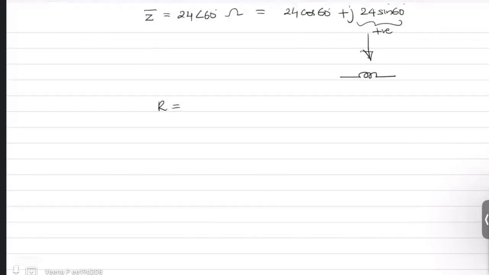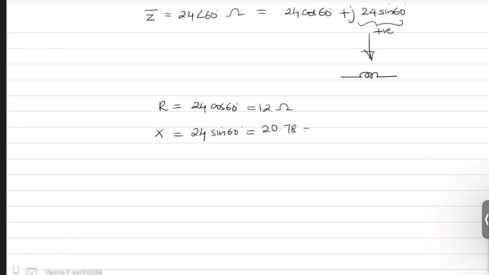So inductor whose value is 24 cos 60. Now what is cos 60? Cos 60 is 1 by 2. So this is 12 ohms and your reactance is 24 sin 60. Now sin 60 is 0.866 times 24, which is 20.78, or it is 12 root 3 ohms.